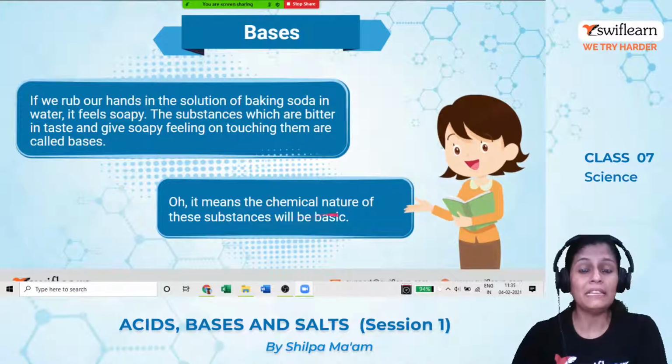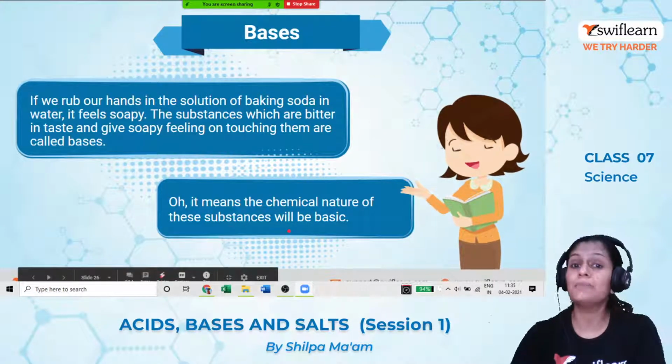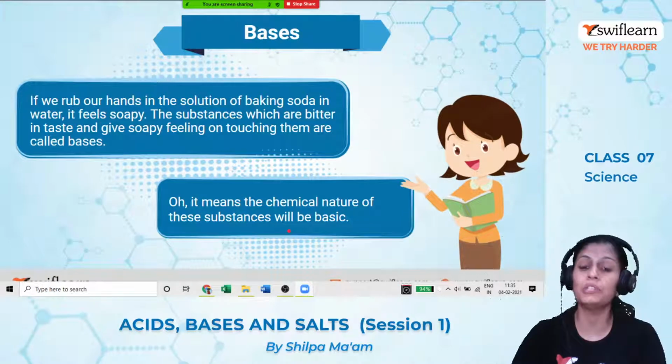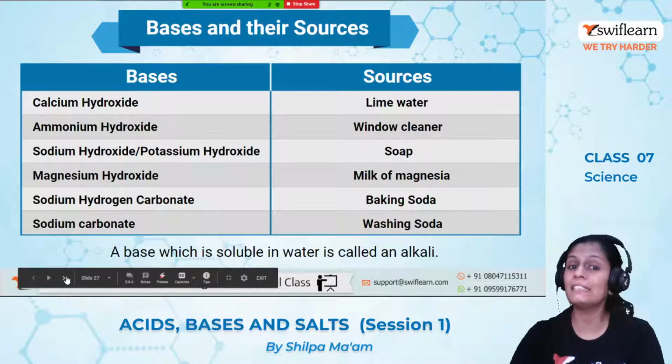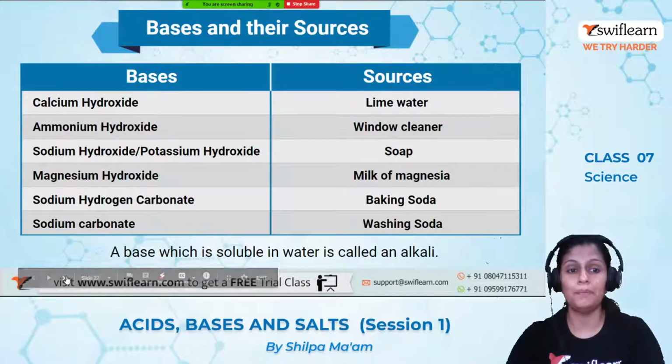So it means that chemical nature of the substances is basic. If we talk about bases, what will their chemical nature be? It is basic in nature. Acids are acidic, bases are basic in nature.